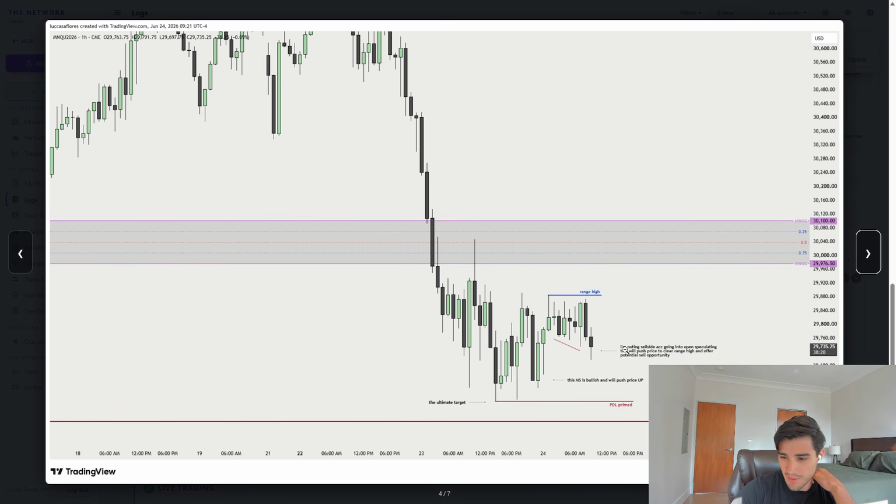And then going into the open, I'm noting sell side accumulation going into the open, speculating this will push price to clear the range high and offer potential sell opportunity. So we see we have this clearly established range here going into the open. Note how this swing low was taken here, but we closed above. It shows a sign of strength. And now the market is driving below that swing low that already started to prove a sign of strength. So that to me is sell side accumulation in my eyes.